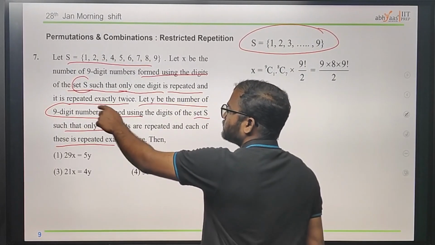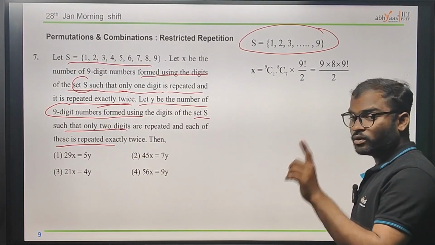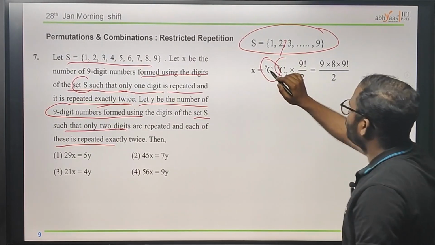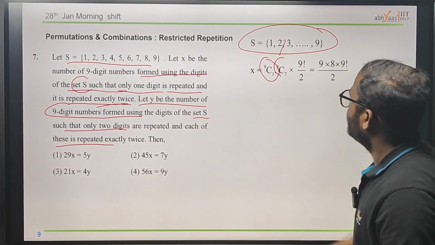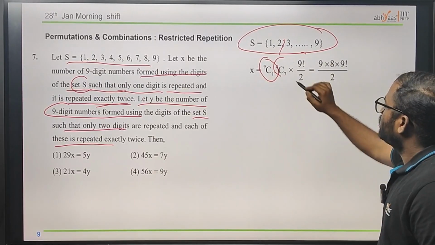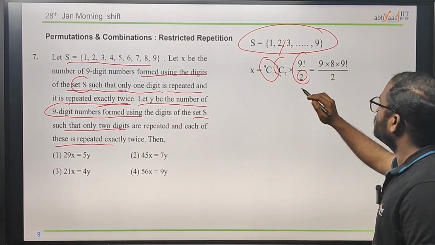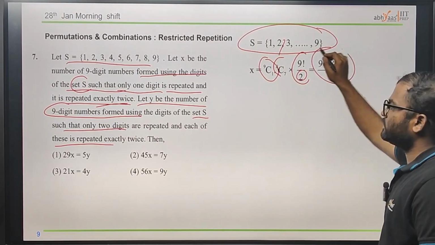Okay, and it is repeated exactly twice. We have 9C1 from there, and if we select 9C1 we have only 8C7. After that only one digit is repeated, therefore 2 factorial can be written as 2. That's how we got this one, as x is equal to this.